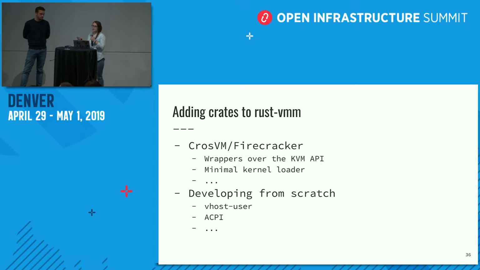So let's see how we end up with crates in rust-vmm. There are two types of crates. First, we have crates that are coming from either CrossVM or Firecracker. Examples here are wrappers over the KVM API, a minimal kernel loader, and so on. Then we have crates that are developed from scratch. So, for example, VirtioFS or ACPI or vhost-user, which are very interesting for the container space.